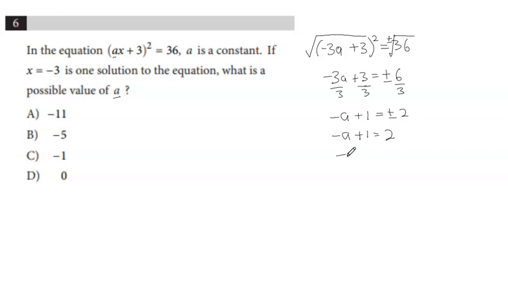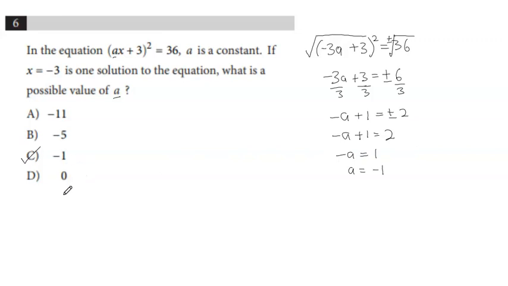So I'll have minus a. If I subtract 1 from both sides, the 1 on the left goes away, and the 2 becomes what? 1. So a is equal to minus 1, right? And then we can look at the answers. So C is the answer, right?